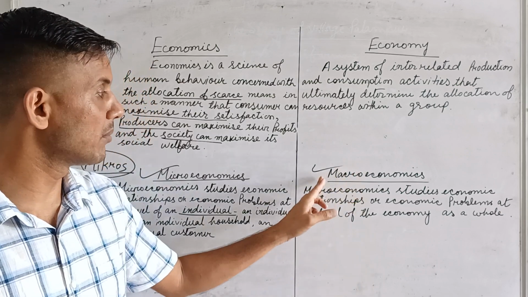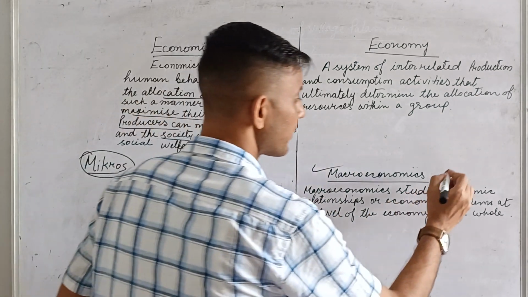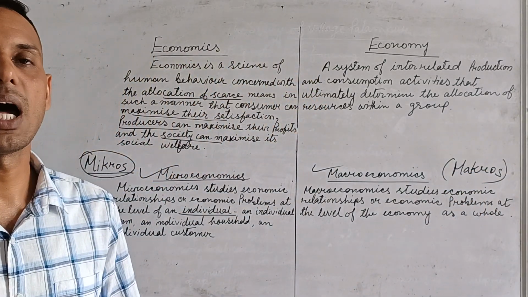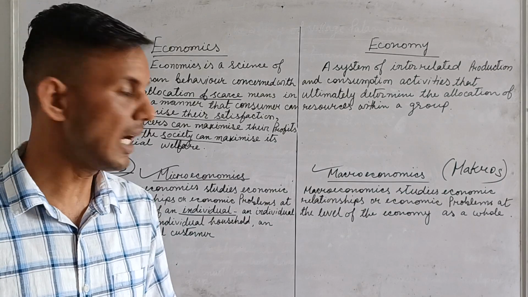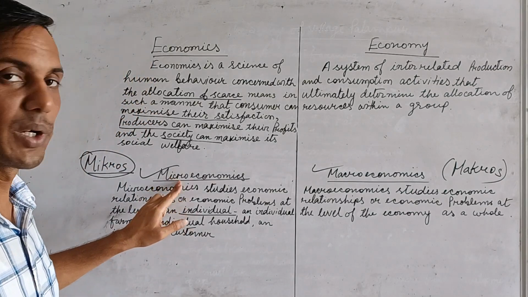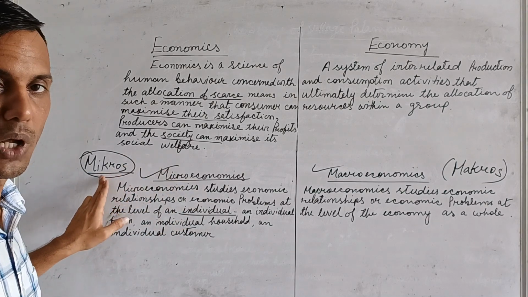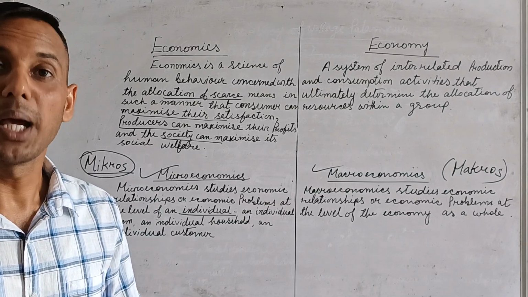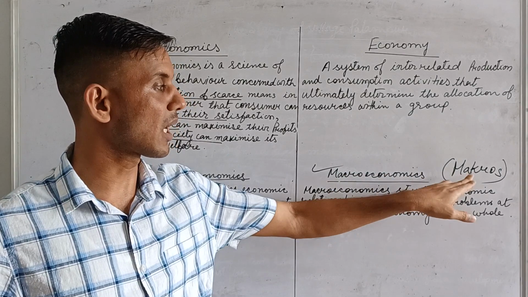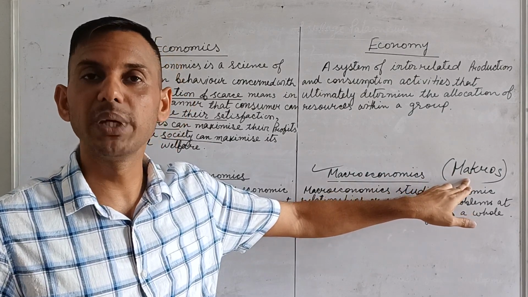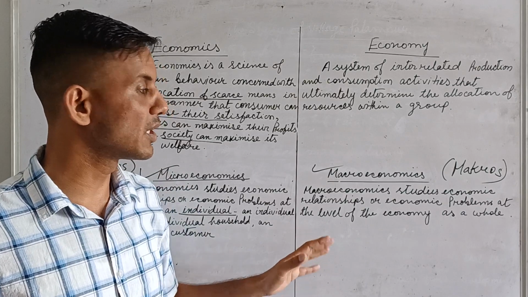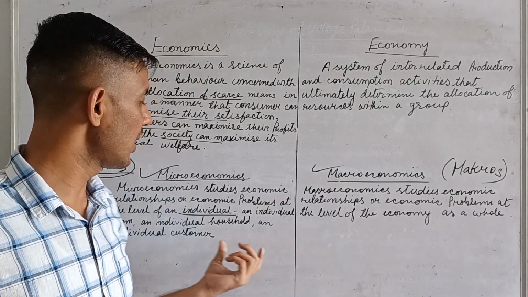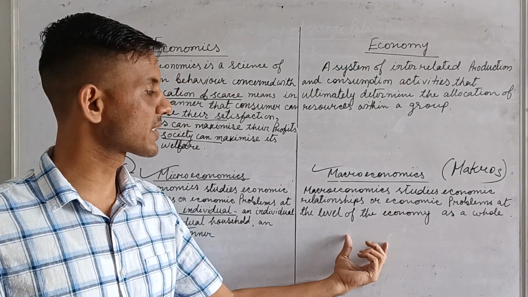And the word macro comes from the Greek word makros, which means large, which means big. Is it clear? Now see micro again. This word comes from the Greek word mikros, meaning small, where we discuss the individual part, for example wage determination and price determination. The word macro comes from the Greek word makros, meaning big, large, where we discuss the economy as a whole. So this one is partial and this one is general.